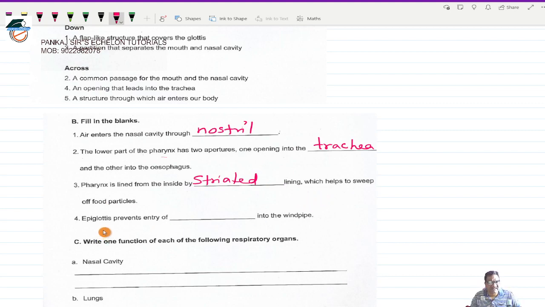Fine. Next is: epiglottis prevents entry of dash into the windpipe. Now this epiglottis, as I told you, is a flap which covers the glottis. Glottis is something which is the opening into the windpipe. That also I have told you. So what is the purpose of the epiglottis? It is a flap covering the glottis, so it should be preventing something from going into the windpipe. And what should not go into the windpipe? It is the food. Actually, wind should enter the windpipe. So epiglottis prevents entry of food into the windpipe.